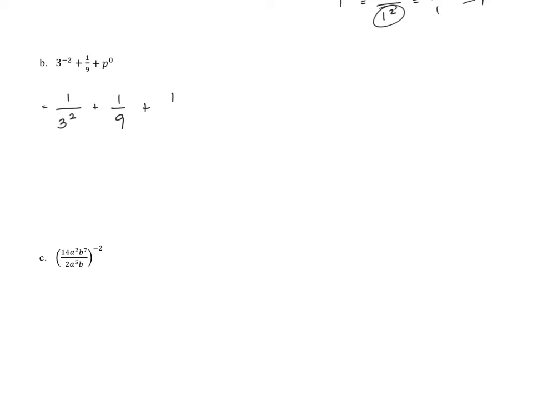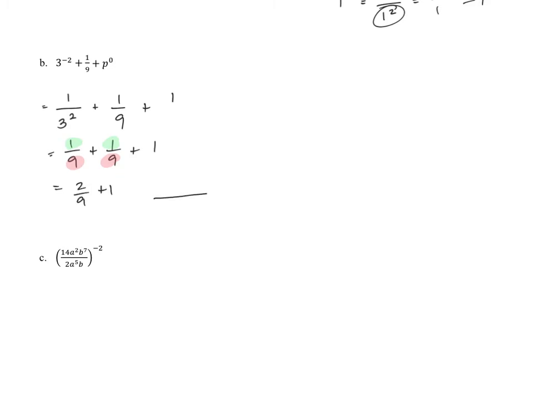Okay, let's go ahead and simplify. Right here, the 3 squared, which is going to be 1 over 9. Plus 1 over 9. Well, these guys have the same denominator, so I can go ahead and add them. Let's go ahead and add the numerators. So that's going to be 2 over 9 plus 1.